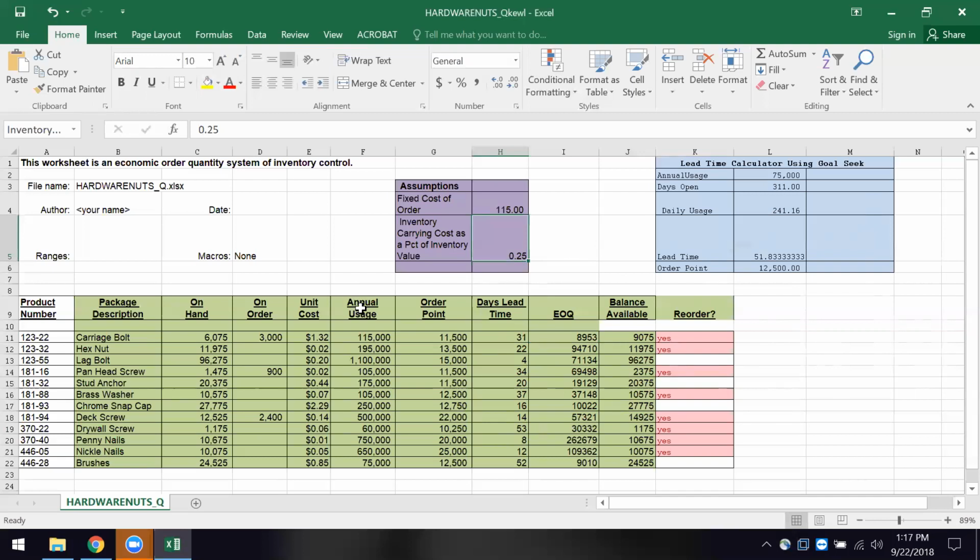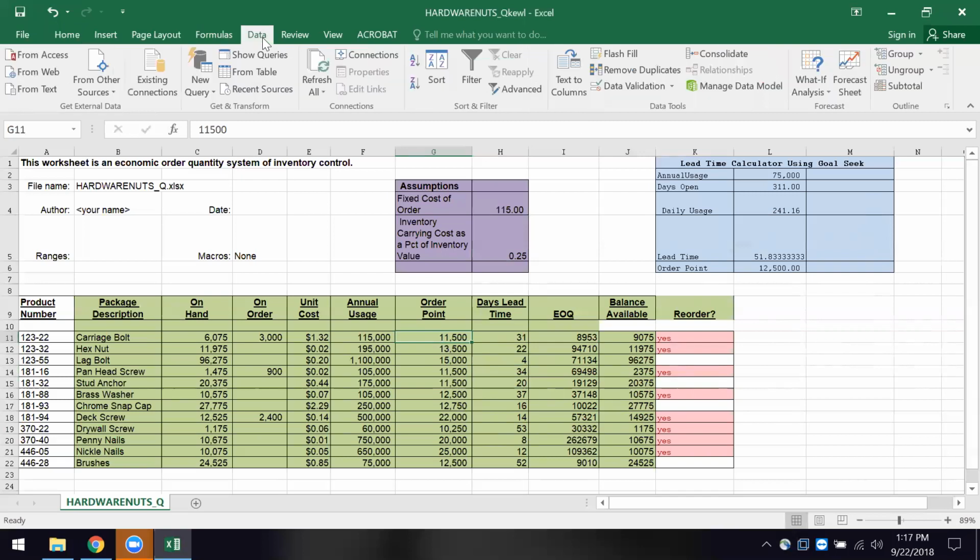And then the lead time becomes a question of company history, policies of the vendors, a whole combination of points, and the order point. That's a whole different type of issue. And then I have a little lead time calculator using GoalSeek over here. I'm going to click on Data, and go to the What-If Analysis up here, and I look at GoalSeek.